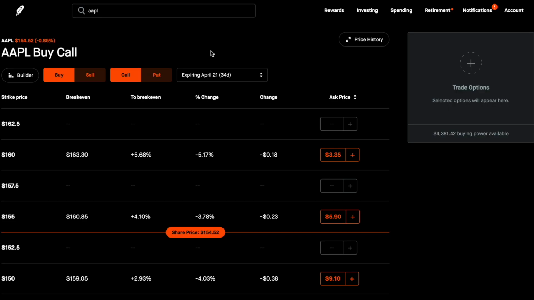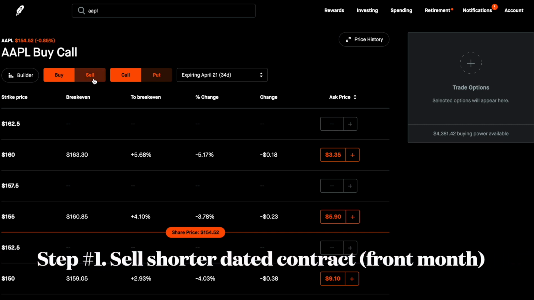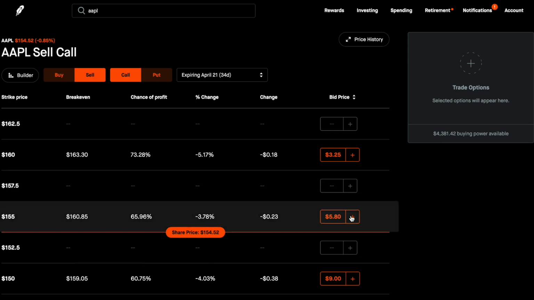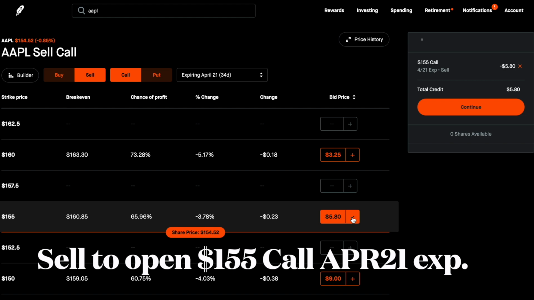Let's go. All right, we're in the Robinhood trading platform, and we've opened up Apple's options chain. So to make a calendar spread, we're going to need two sets of contracts in two different time periods, okay? So we're going to start with the front month option, which we are going to sell to open, okay? We're going to select a call, and we're going to sell to open, and we're going to select the at the money 155 call, okay?